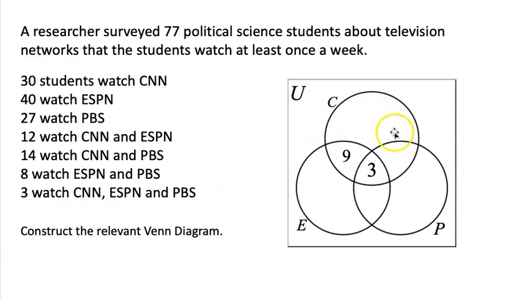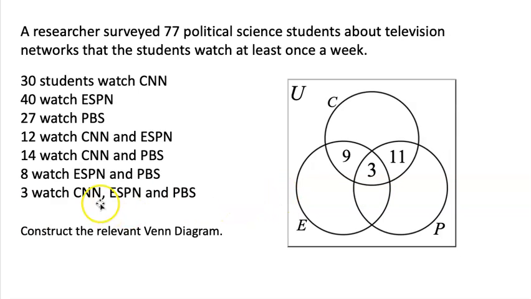Next up, we are going to go to CNN and PBS. CNN and PBS is 14. Where are the regions? CNN and PBS right here. They have to add up to 14. We have 3 in this cell. How many more do I need to get it to add up to 14? 3 plus what is 14? Of course, 3 plus 11 is 14.